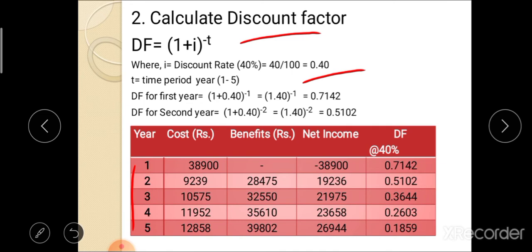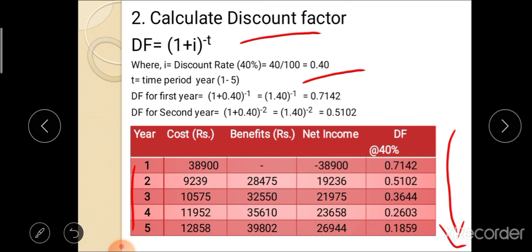For the first year, the discount factor is (1 plus 0.40) raised to minus 1, which is equal to 0.7142. Similarly, you have to calculate the discount factors for the next 5 years at the 40% discount rate.